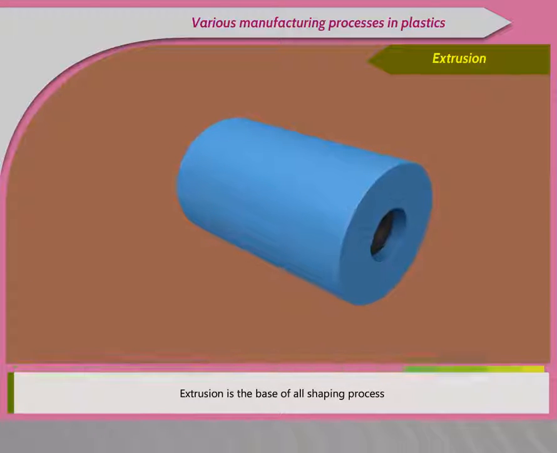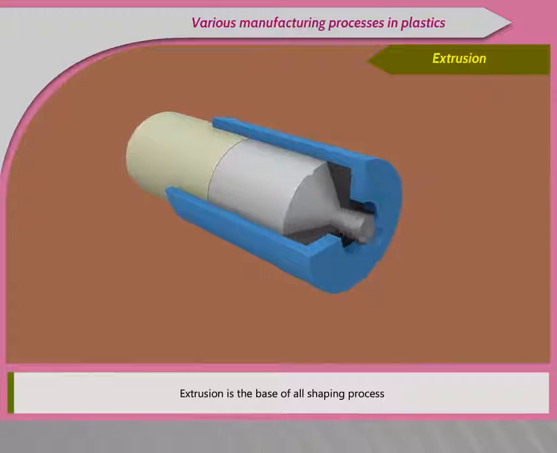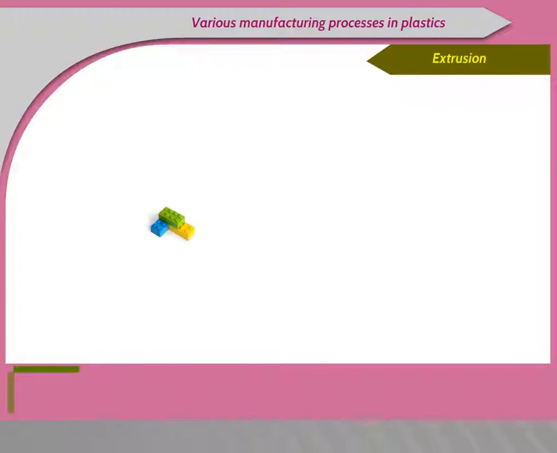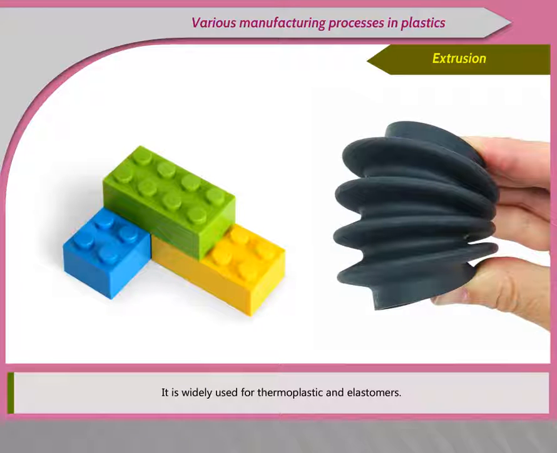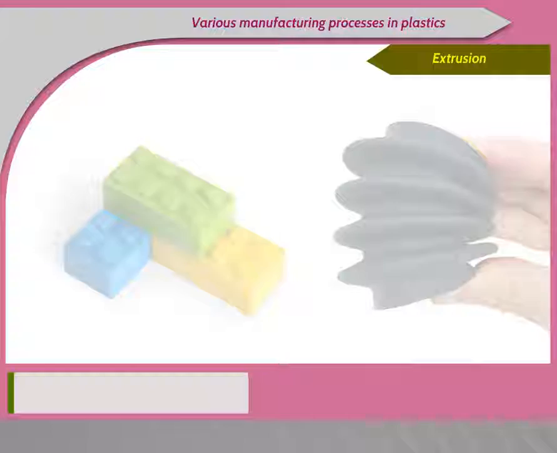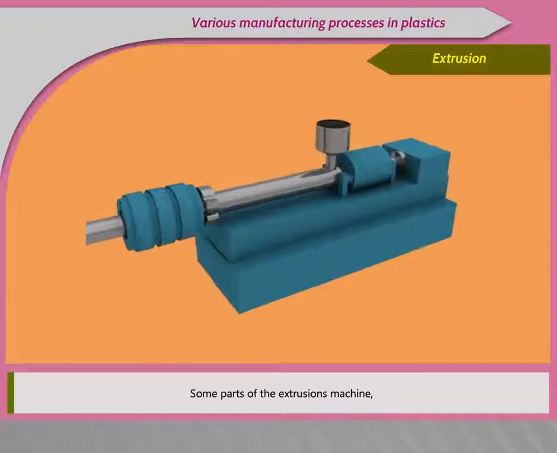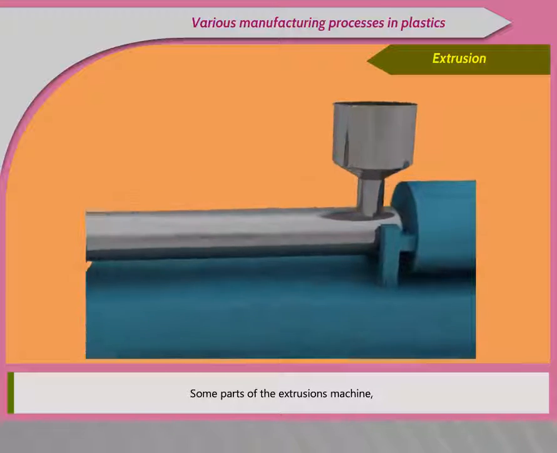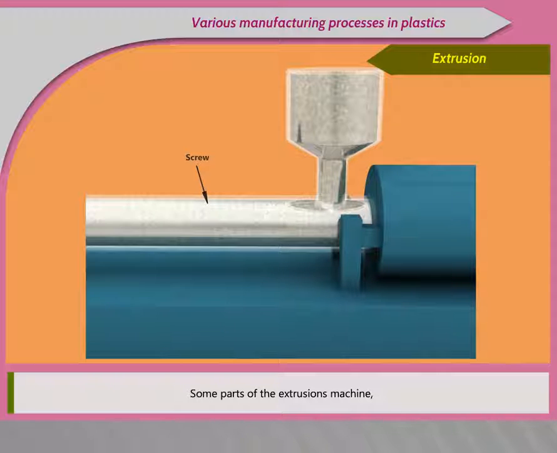Extrusion. Extrusion is the base of all shaping processes. It is widely used for thermoplastics and elastomers. Some parts of the extrusion machine: hopper, hydraulic drive, heating chamber, screw.